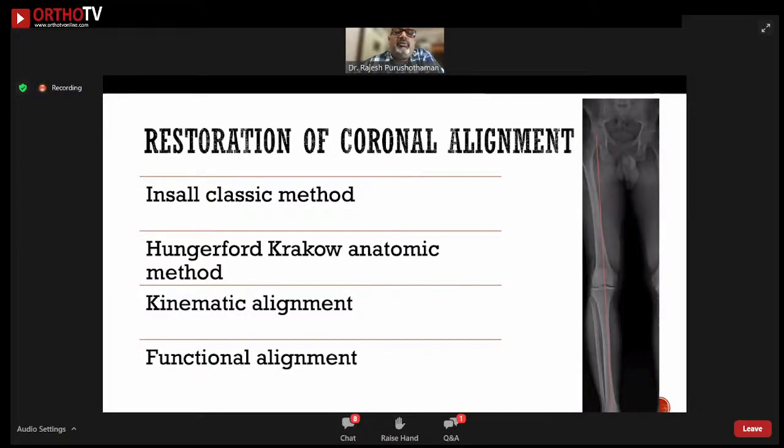For the restoration of the coronal alignment, there are multiple methods that are described. Classical method is the neutral mechanical axis method. Then you have the Hungerford-Krakow anatomic method, kinematic method, and the functional alignment.